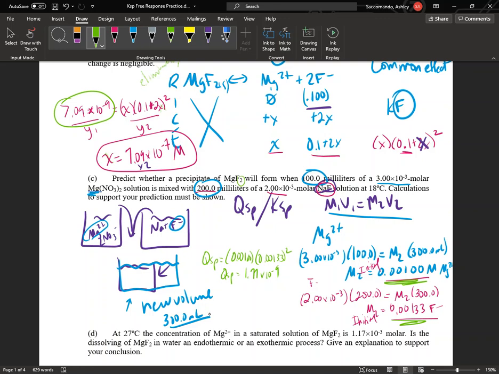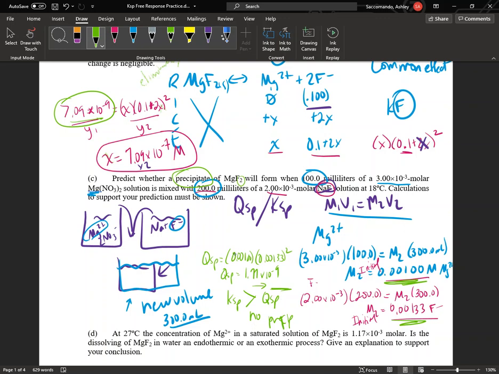Which value is larger? We have KSP versus QSP. 7 times 10 to the -9 or 1.77 times 10 to the -9? The KSP is larger, good. So it's going to go this way. Does a precipitate form here? Will we have a precipitate? No, no precipitate. Why? It's pointing in the direction, it's going this way, dissolving.